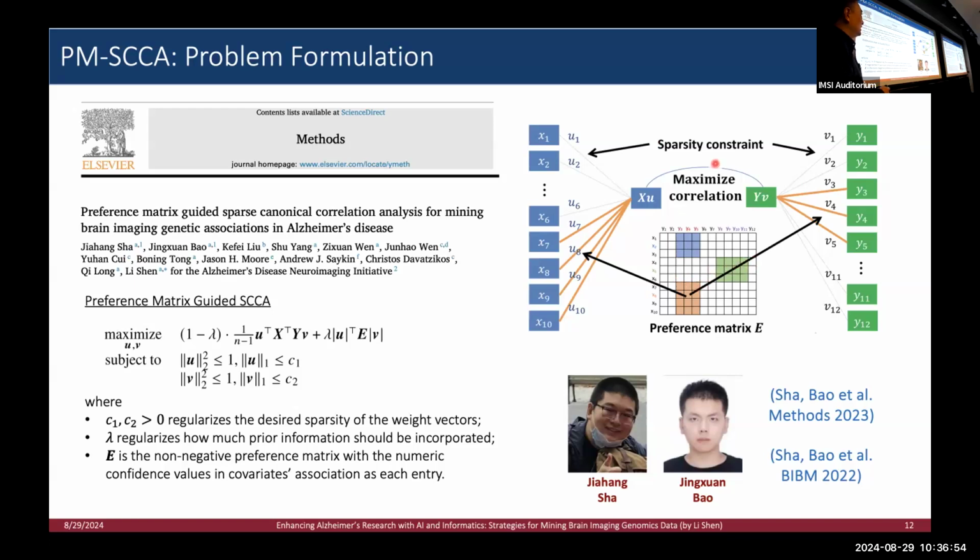And then we want to reduce the overfitting, so we add additional constraints like the lasso or sparsity. In this work, we add a preference matrix. Basically, if I know this imaging phenotype has this genetic basis, maybe I can mark it in the preference matrix. So this is the model.